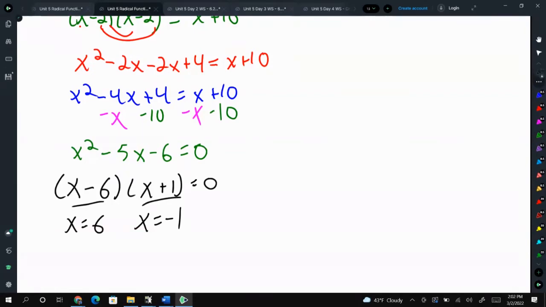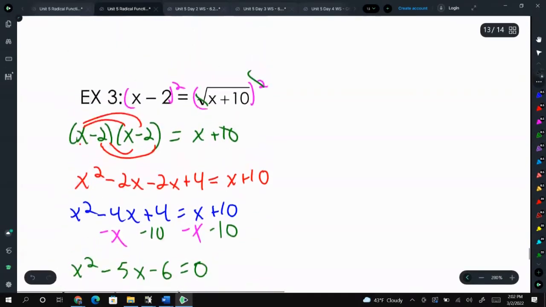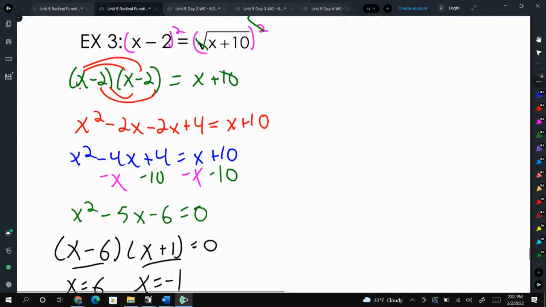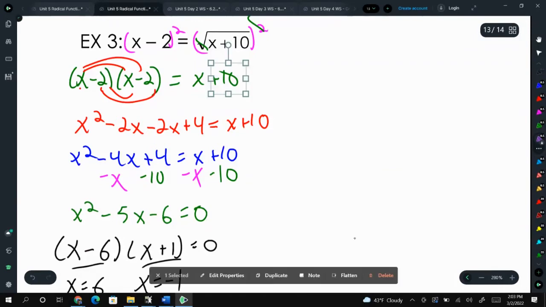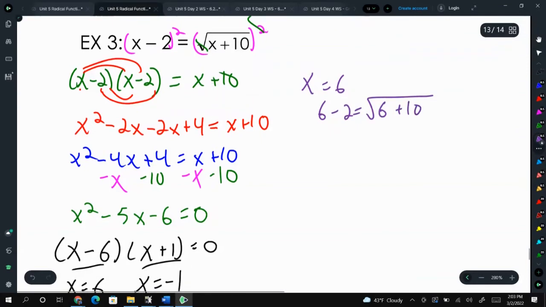Now we need to plug those back into the original, all the way up here. So we have x equals 6. 6 minus 2 equals the square root of 6 plus 10. 6 minus 2 is 4.